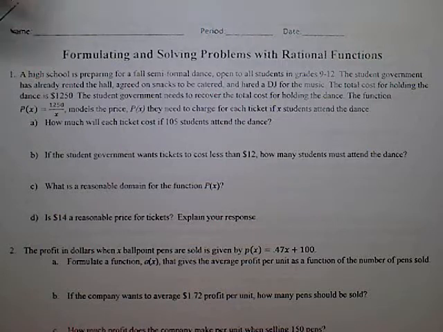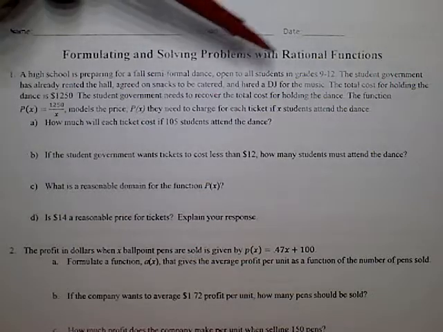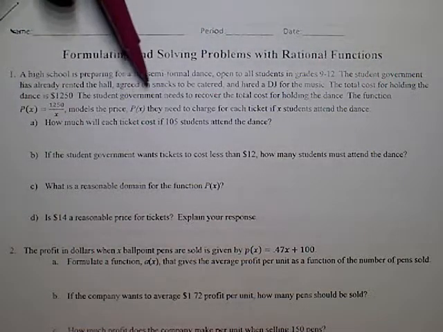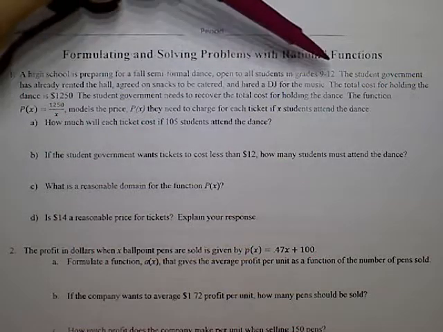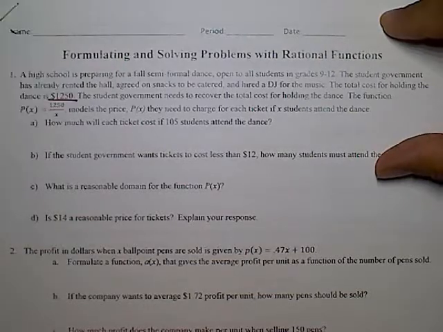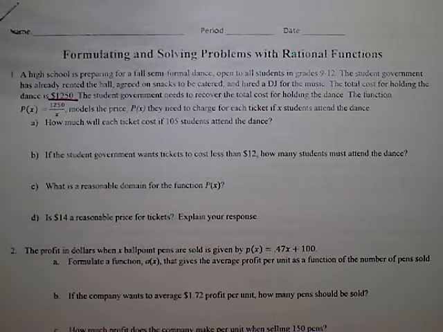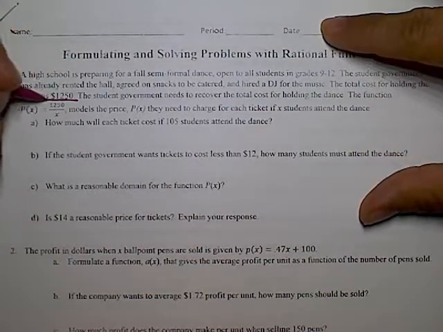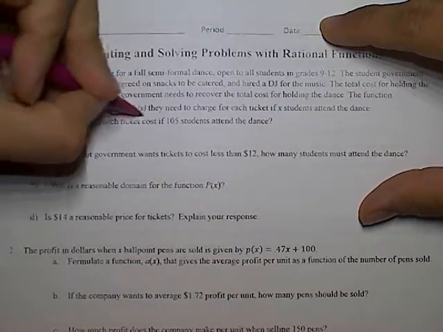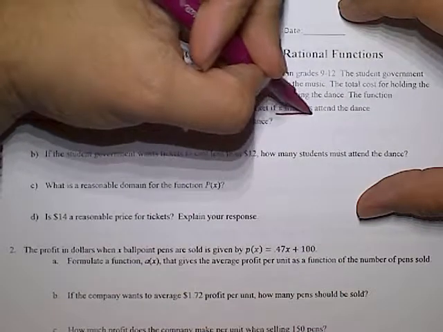To read out loud, it says a high school is preparing a fall semi-formal dance open to all students in grades 9 through 12. The student government has already rented the hall, agreed on snacks to be catered, and hired a DJ for the music. The total cost for holding the dance is $1,250. The student government needs to recover the total cost for holding the dance. The function P of x equals 1250 over x models the price, P of x, they need to charge for each student if x students attend.